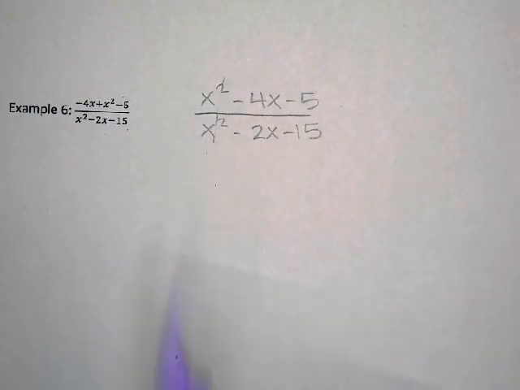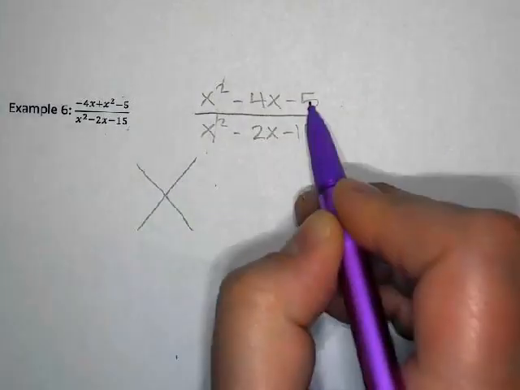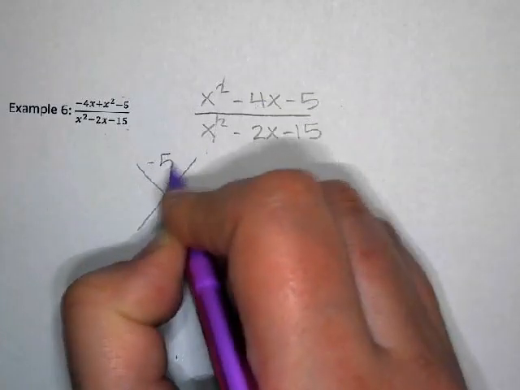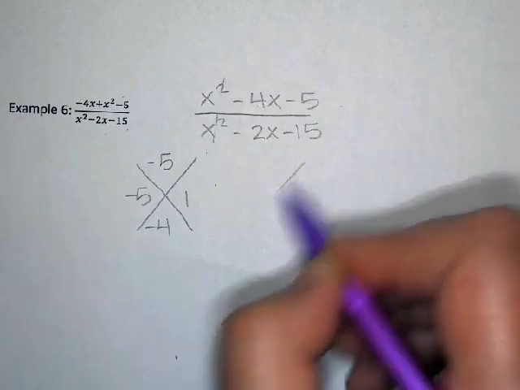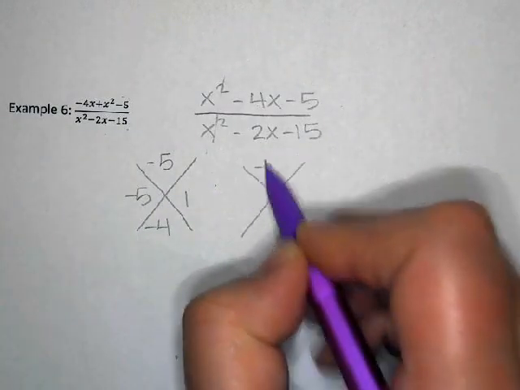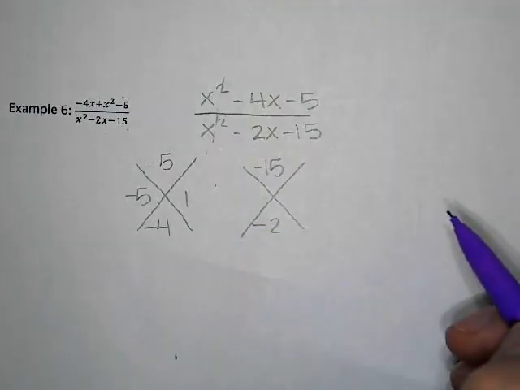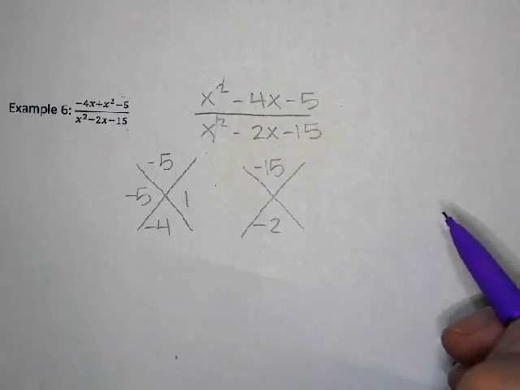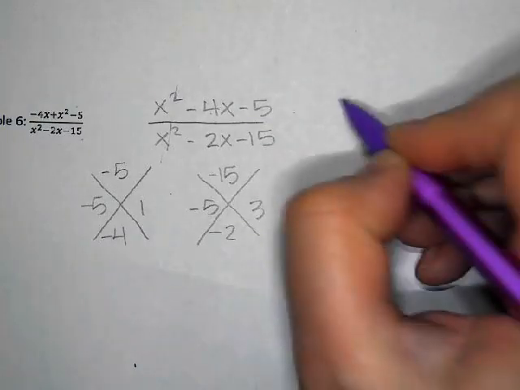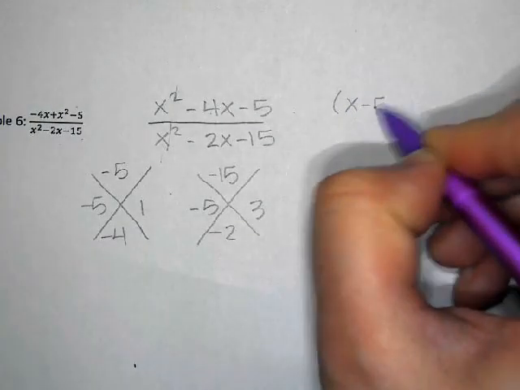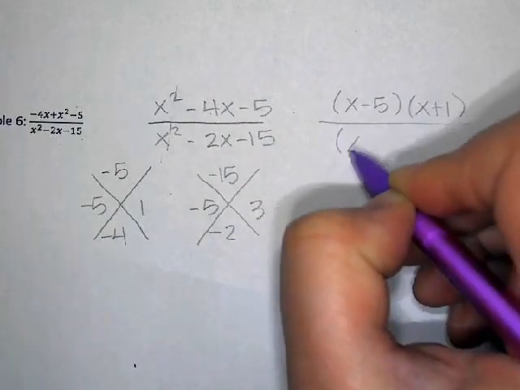Factor. Okay, so I'm looking for what multiplies to negative 5 but adds to negative 4. Negative 5 and positive 1, okay. And I'm looking for what multiplies to negative 15, adds to negative 2. Negative 5 and 3. Okay. So on the top, I have x minus 5, x plus 1. On the bottom, x minus 5, x plus 3.